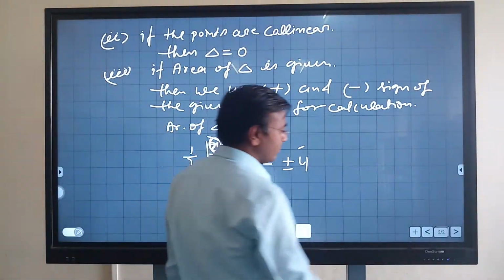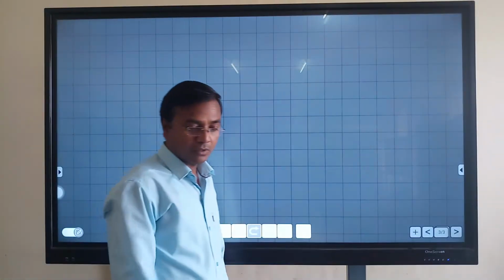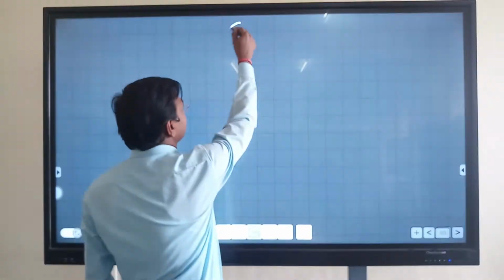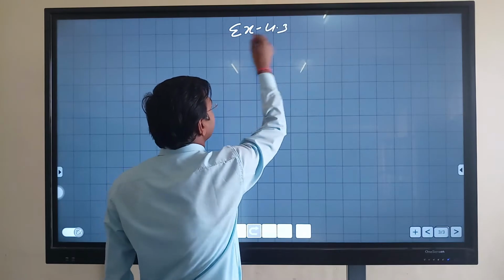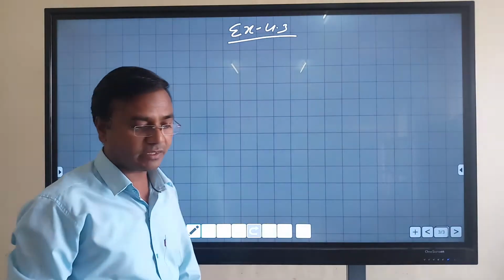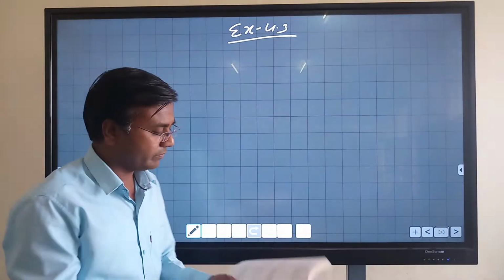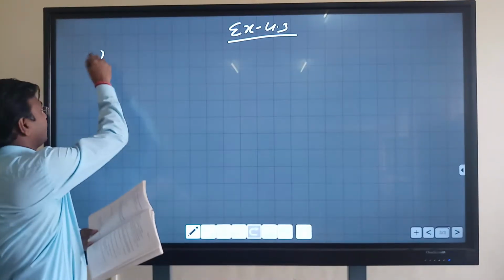Okay, so let us solve the problems of exercise 4.3. It's all about exercise 4.3. So the question number 1, taking the first part.